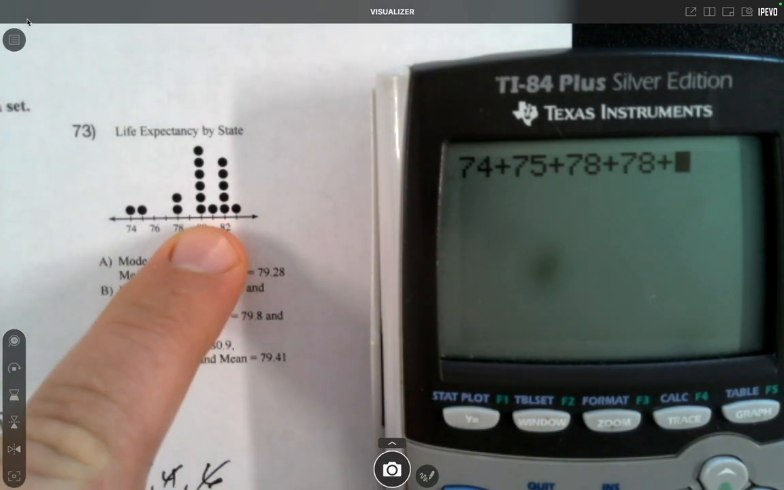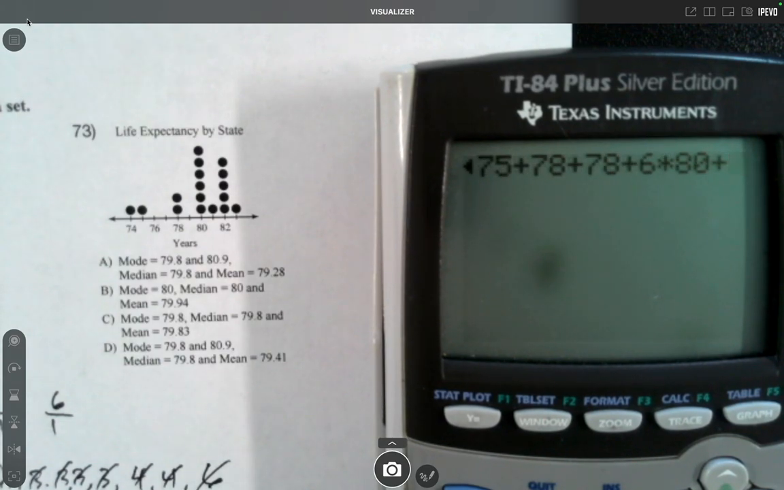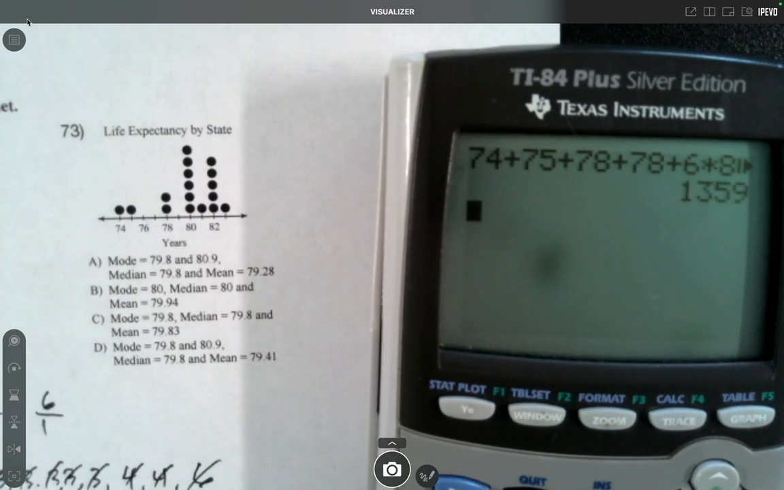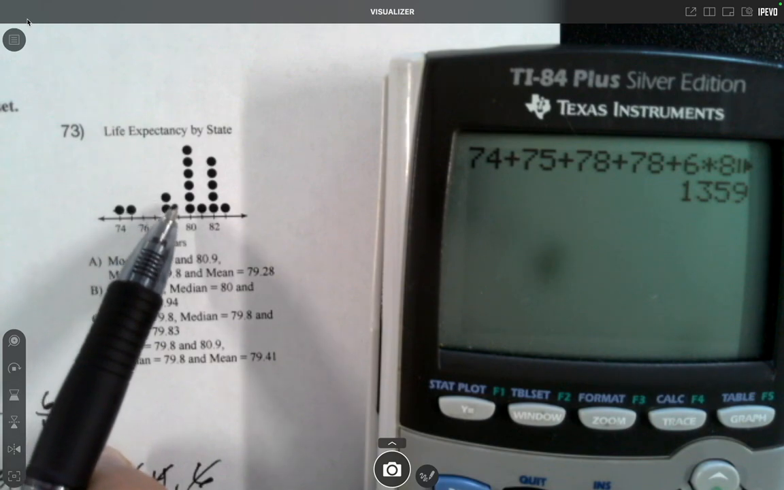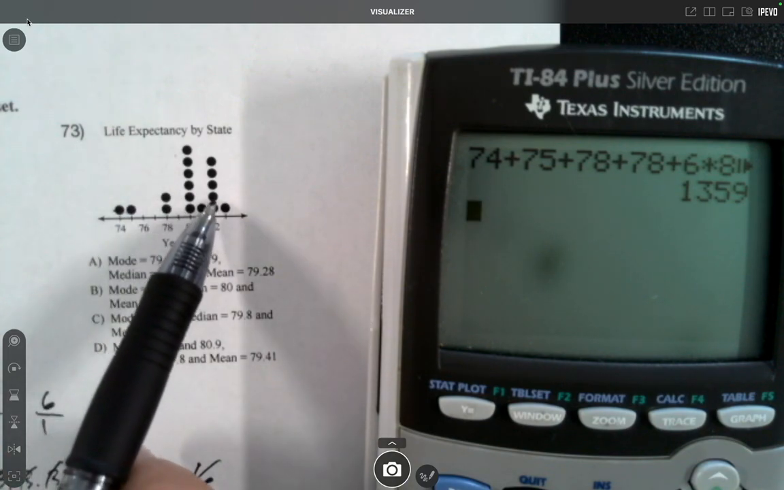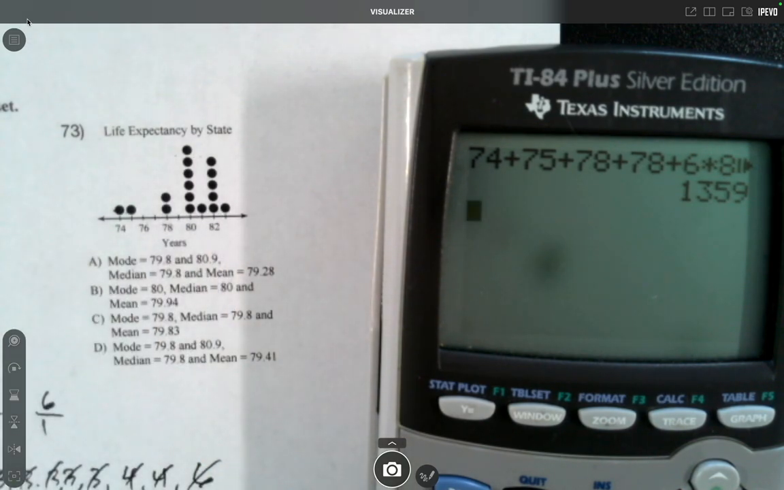So I'll do that on here because there's 6 80s. So instead of typing in 80 6 times, I'll do 6 times 80. Then 81. Then there's 5 82s. And 183. So that's the total. There's 1, 2, 3, 4, 5, 6, 7, 8, 9, 10, 11, 12, 13, 14, 15, 16, 17 total.